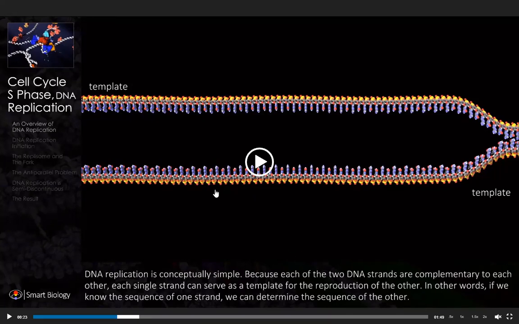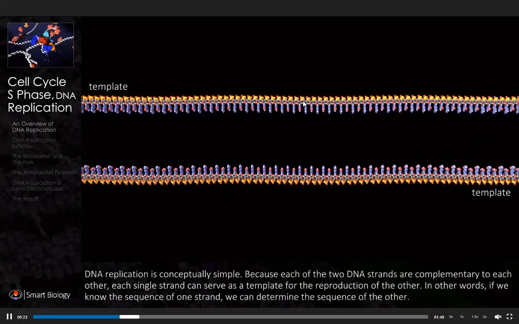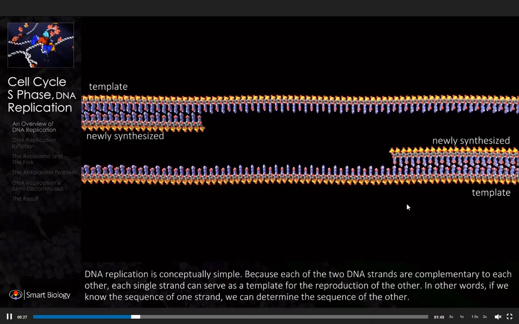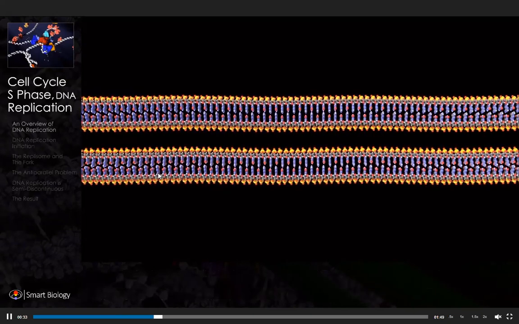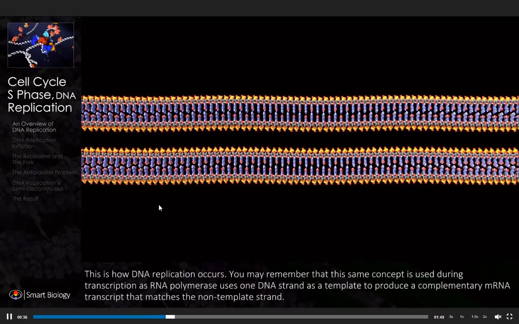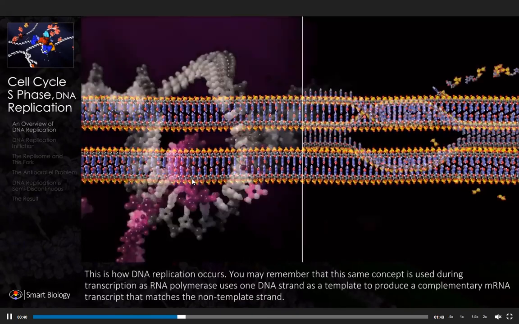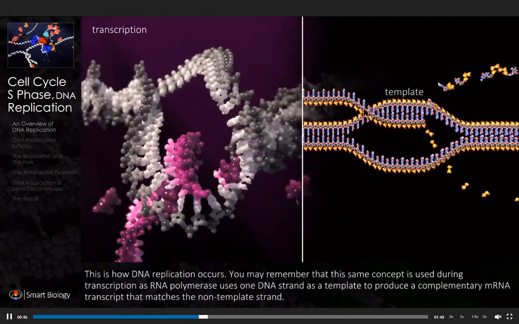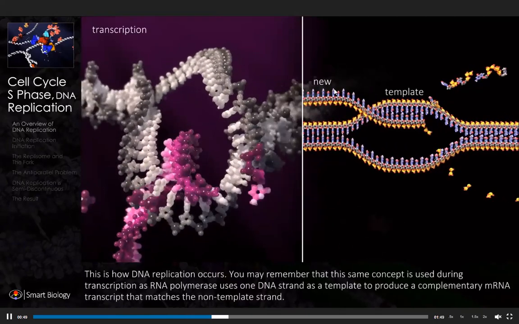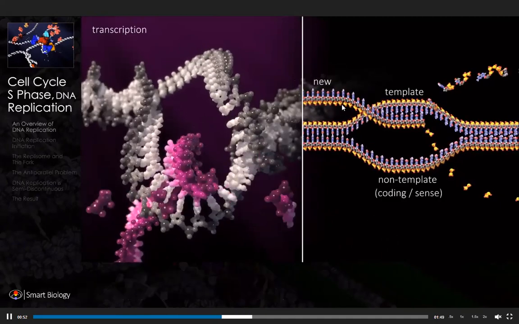Because the two strands are complementary to each other, each strand can serve as a template for the reproduction of the other. So both of them are templates. If we know the sequence of one strand, we can determine the sequence of the other strand because they're complementary to each other. So here is how the DNA replication is working. We have the template here, and this is the new strand that is being formed.